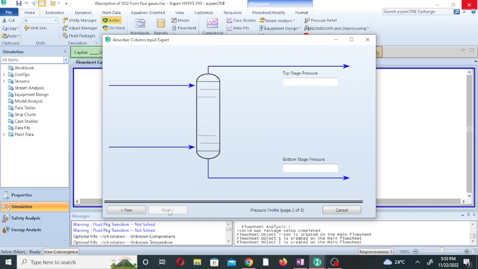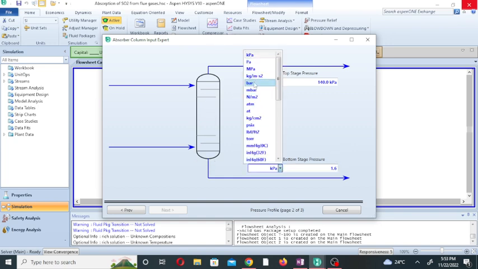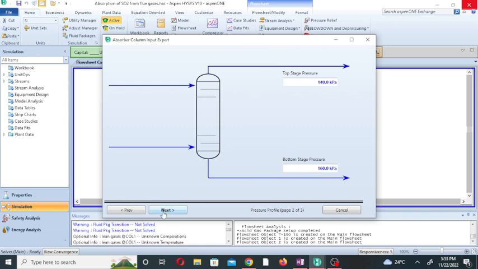Go to next, and the top pressure. The top pressure is 1.4 bar, and the bottom pressure is 1.6 bar. Remember, in the absorption column, the bottom pressure is higher as compared to the top. So this is 1.6 bar. Next, these are optional temperatures, so don't give anything. So click on done.